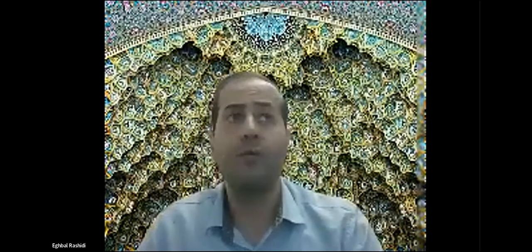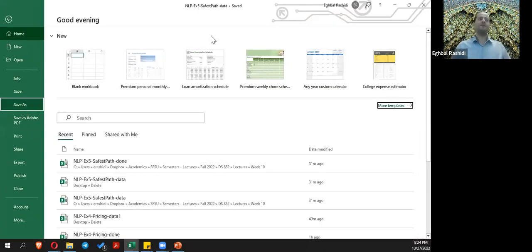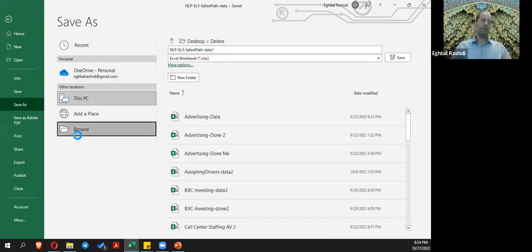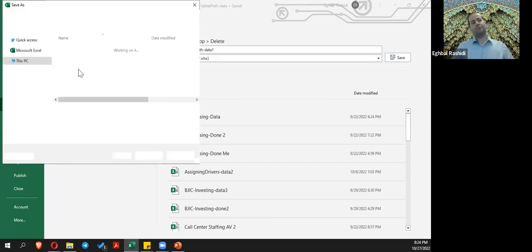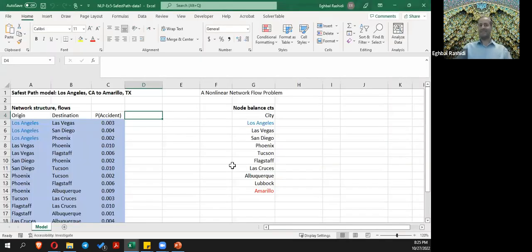Let me open up the Excel file here, and I'm going to share it with you. And I'm going to save it as something else, so I don't lose the original file. Put it in a folder that I can delete later, so I won't get a lot of unwanted files on my computer.